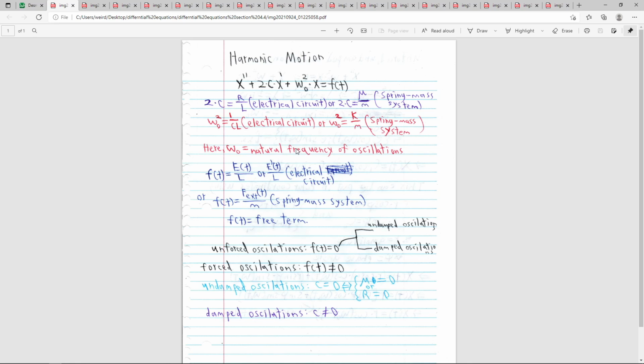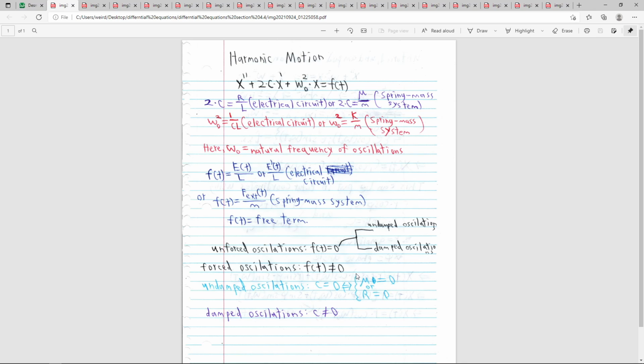But in general, we have three different types we can have here. We can have unforced oscillations, which is when the free term equals 0, meaning undamped oscillations or damped oscillations. Those are both f of t equals 0, and those are the two types we look at in this section. Then in another section or two, you can look at forced oscillations, where f of t does not equal 0. Undamped oscillations means c equals 0, so mu equals 0 or r equals 0.